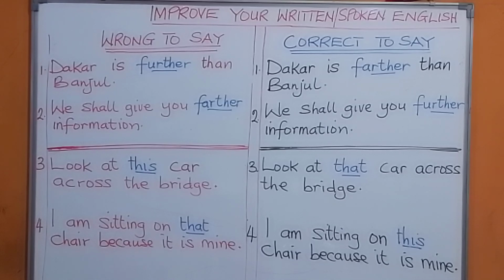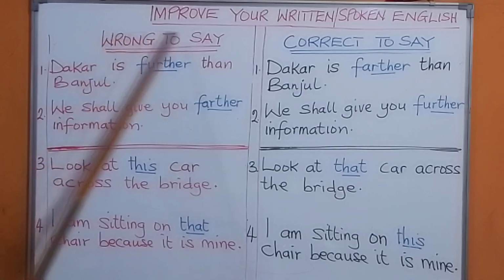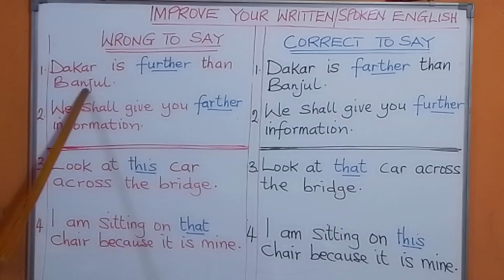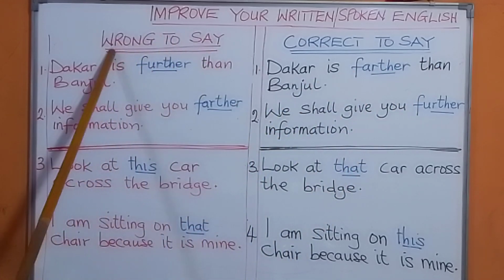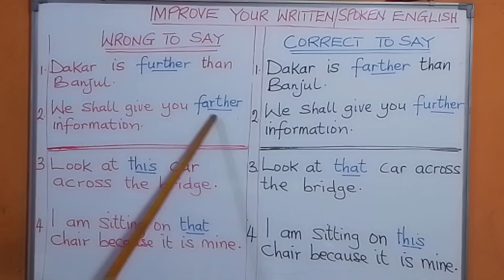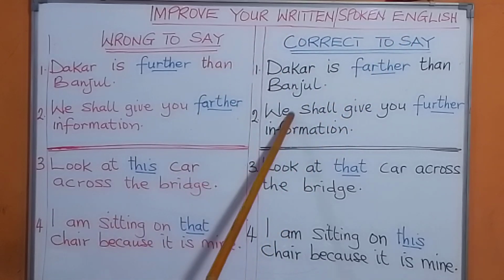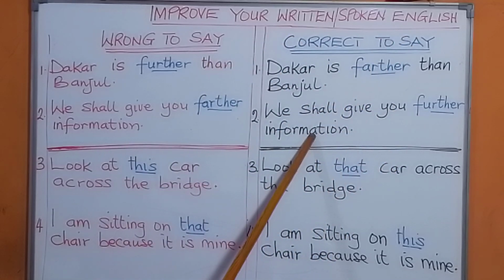So, that's our spoken English. Let's revise what we have done. We say farther and further. We use farther when you mean more distant, and we use further when you mean additional. Therefore, it is wrong to say Dakar is further than Banjul. The correct way to say that is Dakar is farther than Banjul. Wrong to say we shall give you farther information. Say we shall give you further information.